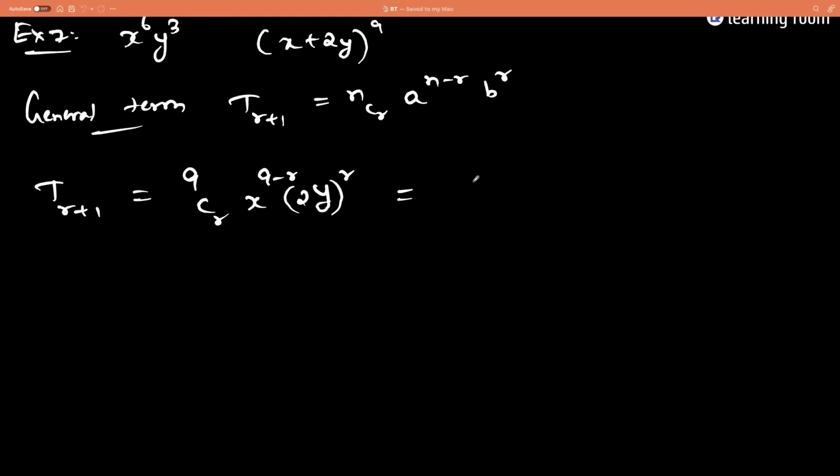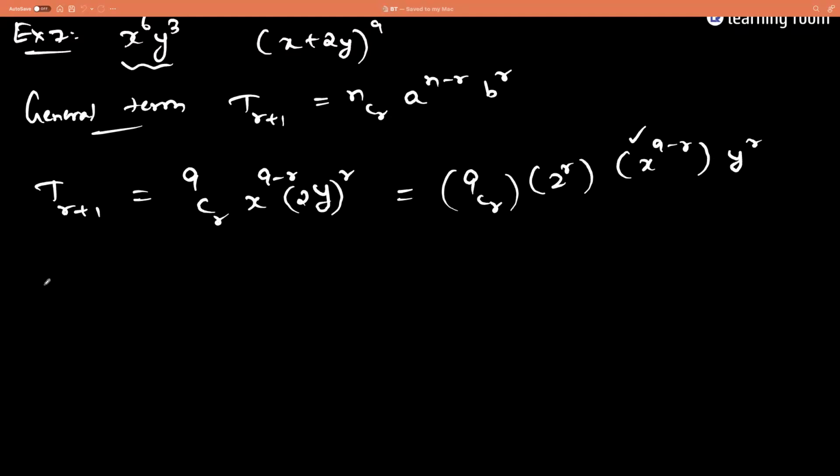So this I can write as nCr into 2 power r into x power 9 minus r into y power r. Right. So what is the coefficient? They are asking for the coefficient of x power 6 into y power 3. So if I want this x power to become 6, what should I substitute as the value of r? Three, sir. So r should be 3.